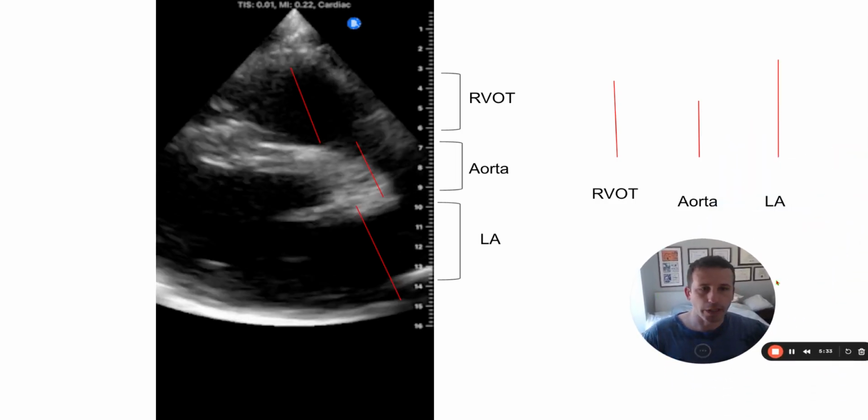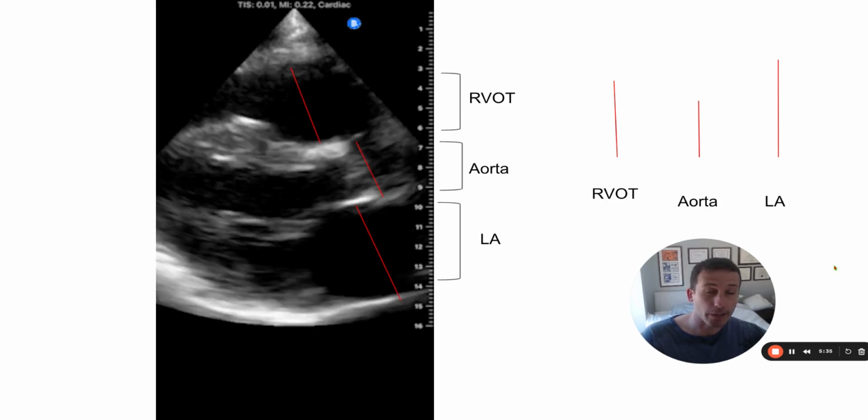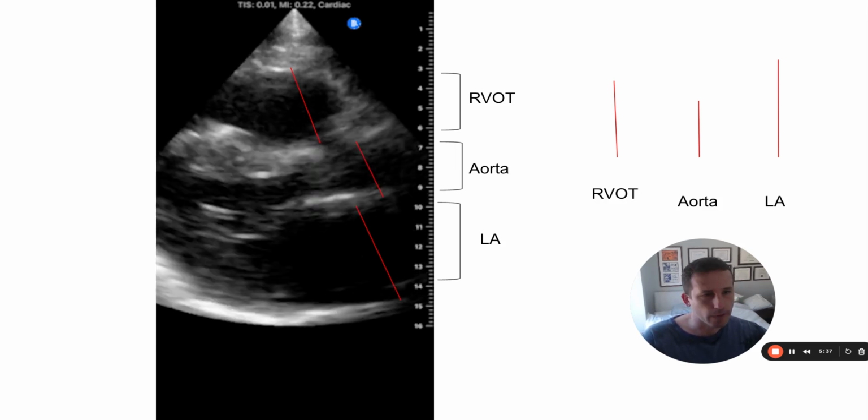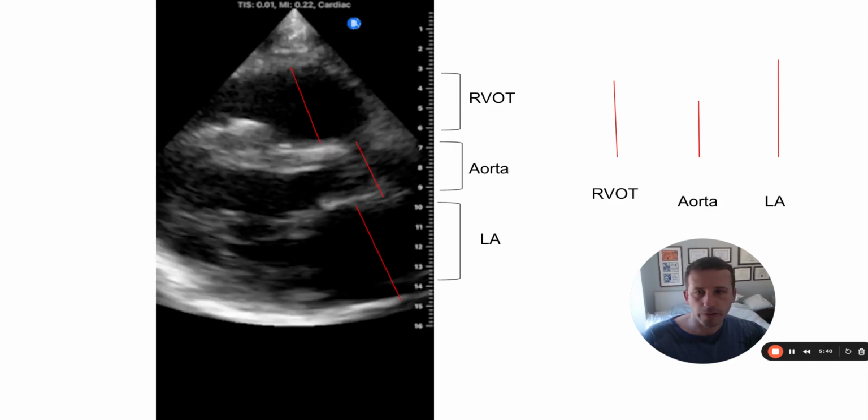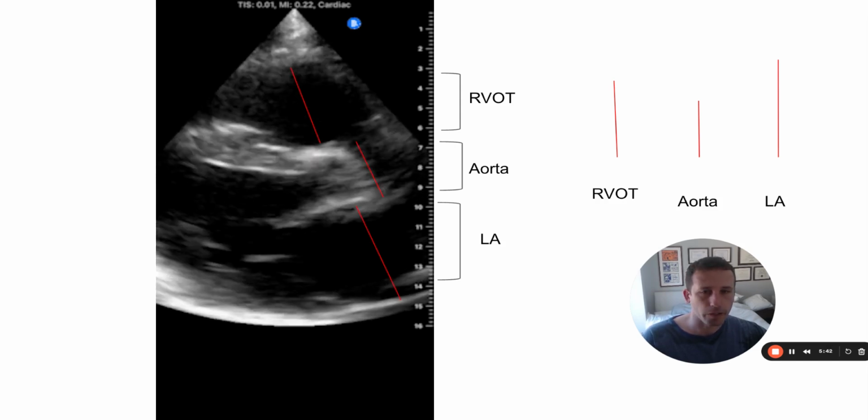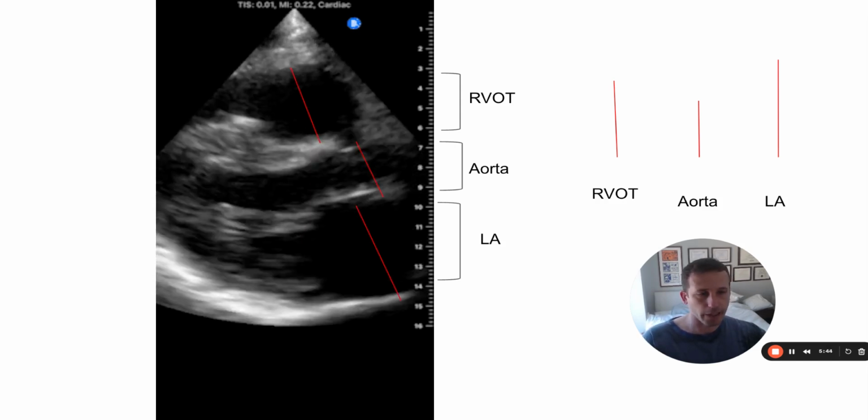So here we've got our three lines, and when we compare them all, we can see that the left atrium is pretty enlarged and that the RVOT actually is a little bit big too. So if our aorta is the benchmark, then both of those are a little bit big. And then you're tying that to the clinical picture to understand why that is.